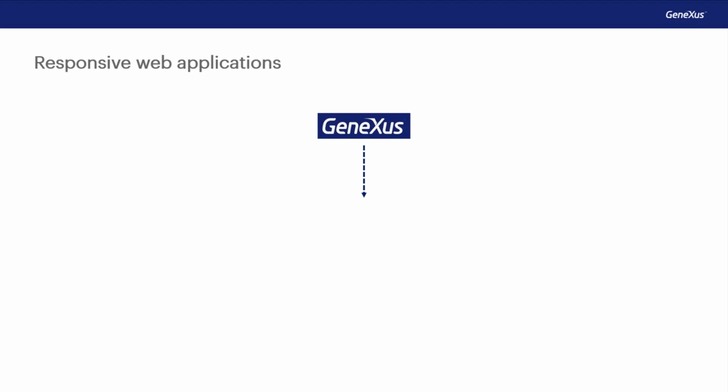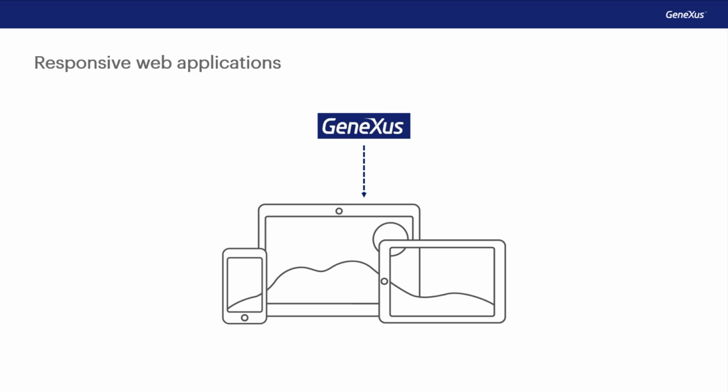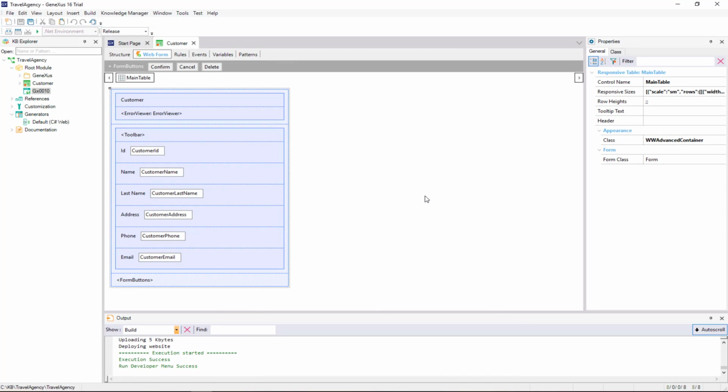This is achieved with design features that allow viewing all the information in the screen using the functions provided by GeneXus to this end. These functions allow us to show different layouts depending on the screen size of the device. Now that we've seen everything that was automatically generated by GeneXus using the customer transaction that we've created, let's go back to the development environment.